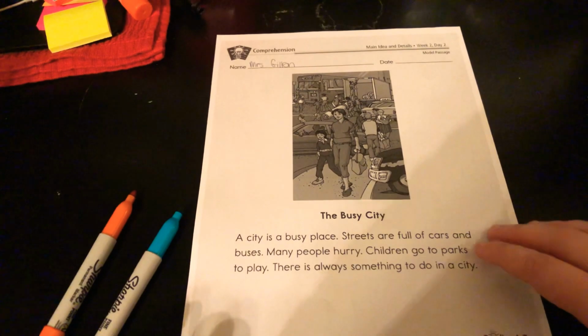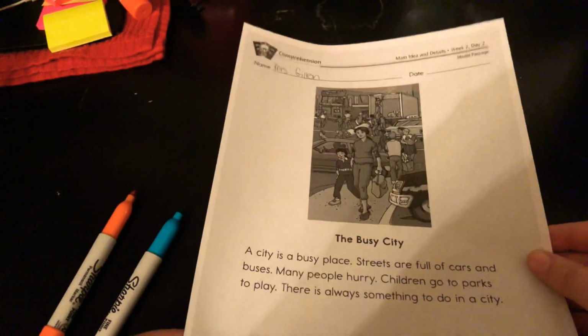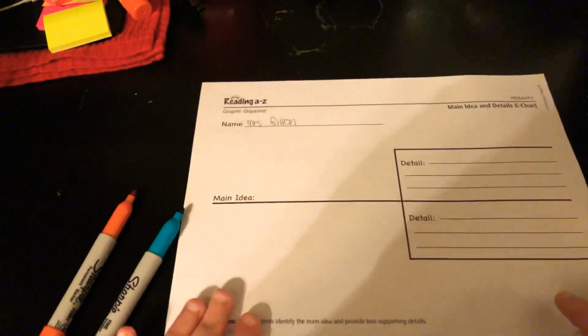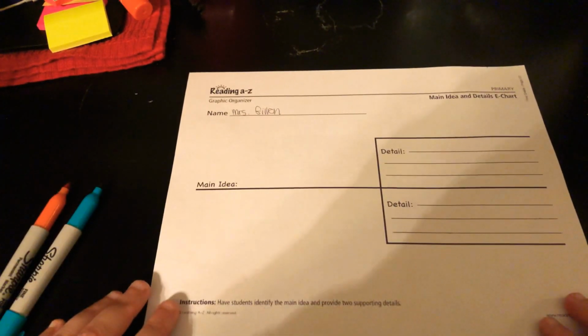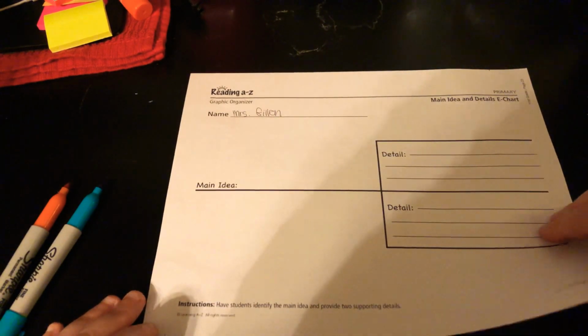So for today, you are going to need pages 23 and 24. So it's one page front and back. So it looks like this. It's the Busy City story that we read yesterday, as well as a graphic organizer that sorts out our main idea and our details. Okay, so what we're going to do is read the Busy City once again.